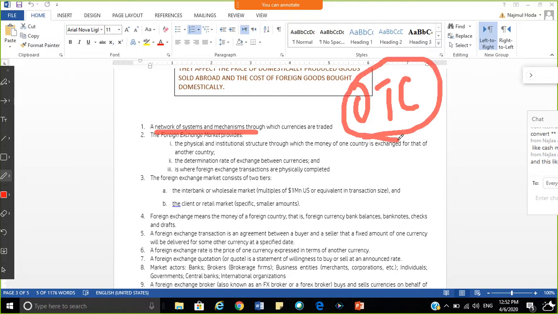So, the rate is determined there. OTC market means that the system is not controlled by anybody. It is a free market. The trading is going on on a daily basis, and it is not controlled by any central body. So, it is an OTC market, over the counter market. So, the foreign exchange market provides, first of all, physical and institutional structure.